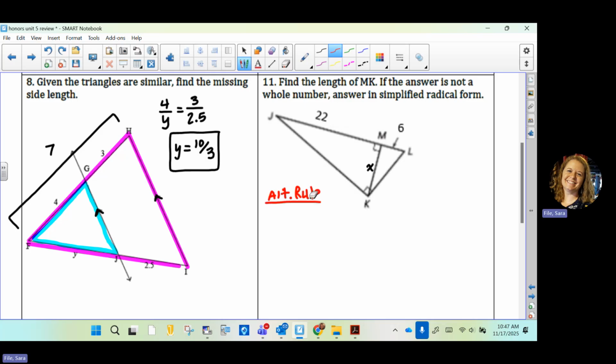I don't know why it keeps erasing as I'm writing. Seriously? Okay, well, I'm not going to write the word altitude rule apparently.